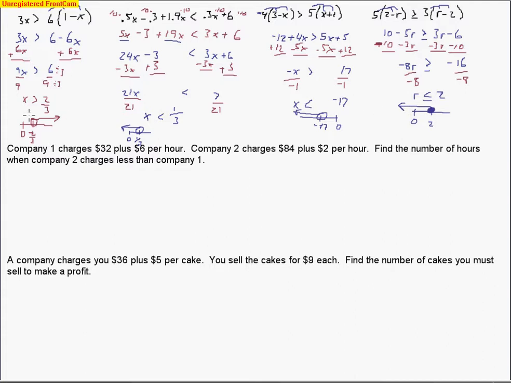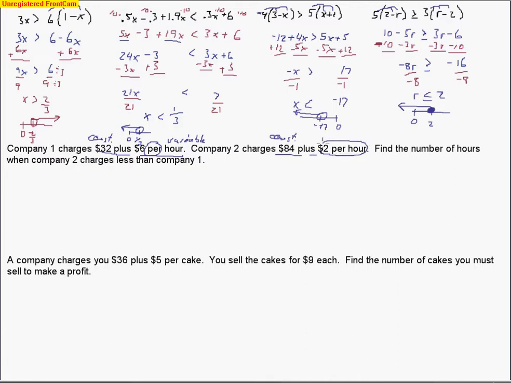Taking a look at our next problem here, it says company 1 charges $32. So this is a constant amount. So we are definitely paying this plus $6 per hour. Again, when you see the word per, that tells us we're dealing with our variable here. And moving on to the next company, company 2 charges $84 plus, and this is our constant amount again, that $84. We're going to pay that no matter what, plus $2 per hour.